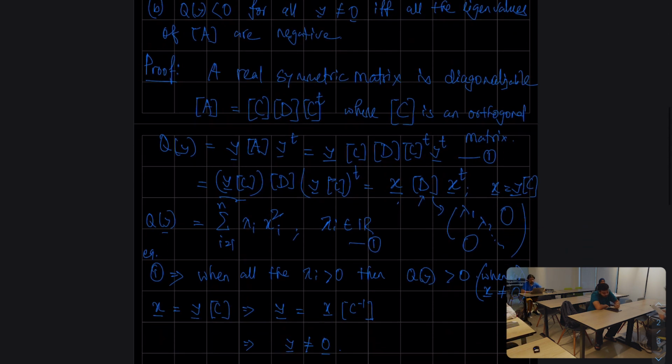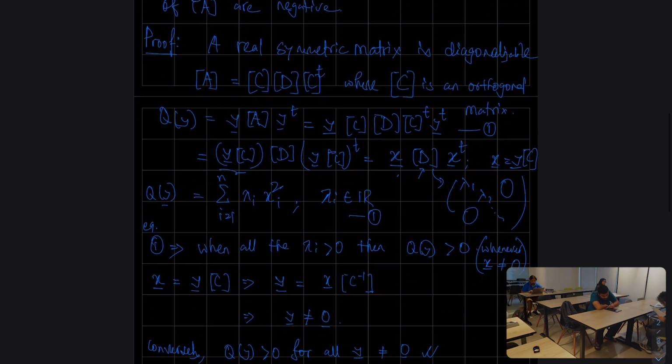It's very sad. Okay, so I'm going to leave the proof for the second statement to you because it's the same thing, you just run the other way around. So we have been able to establish one connection: the sign of the quadratic form depends on the eigenvalues.